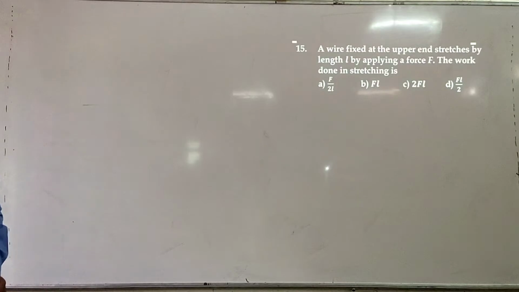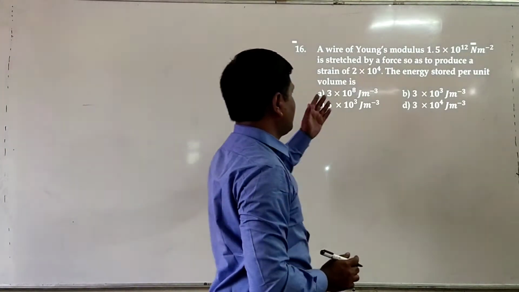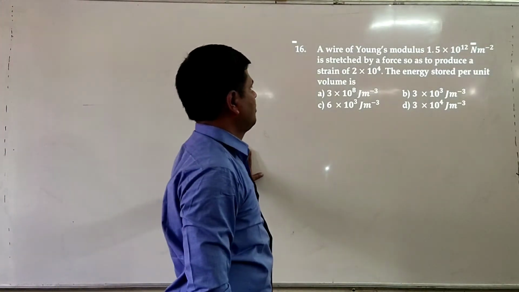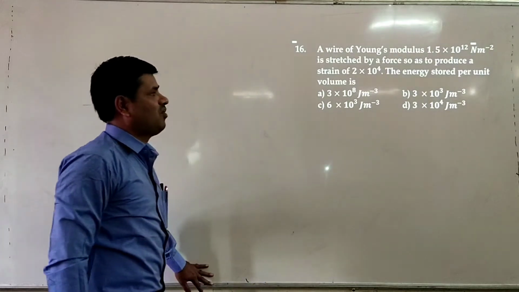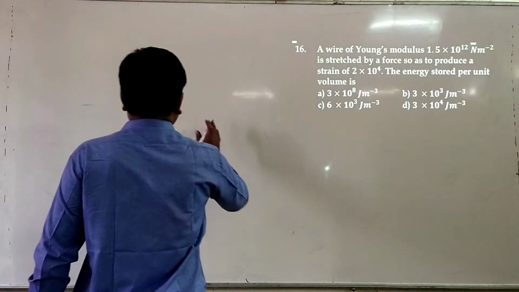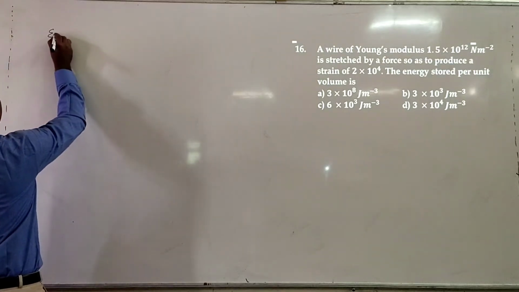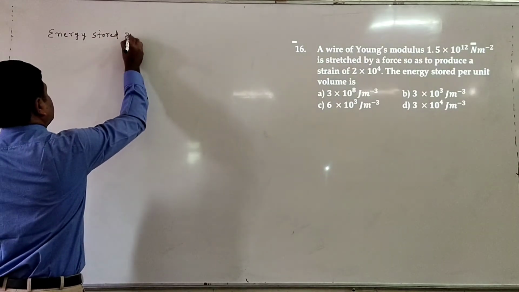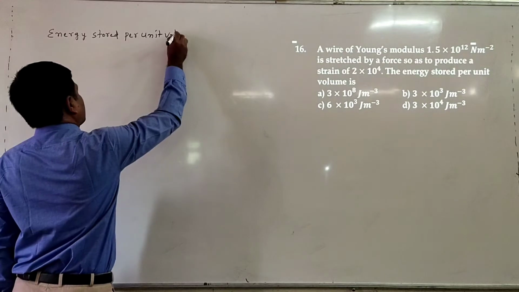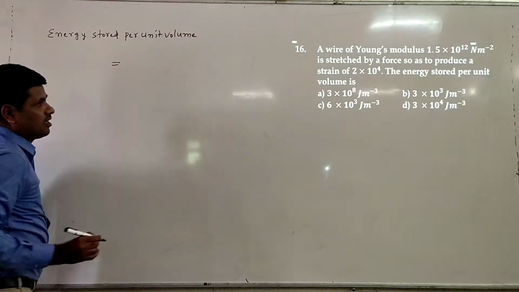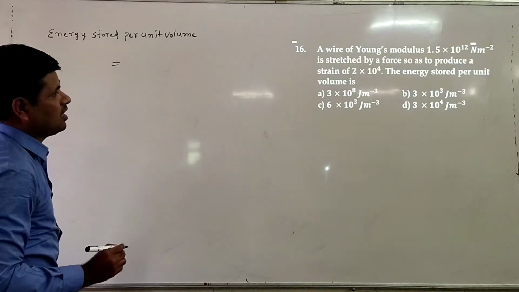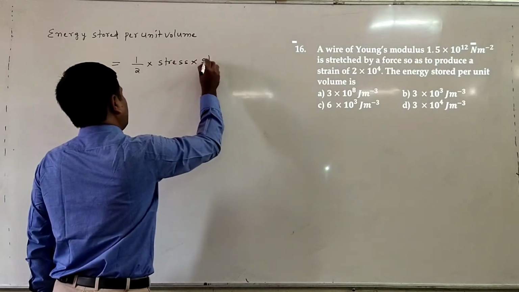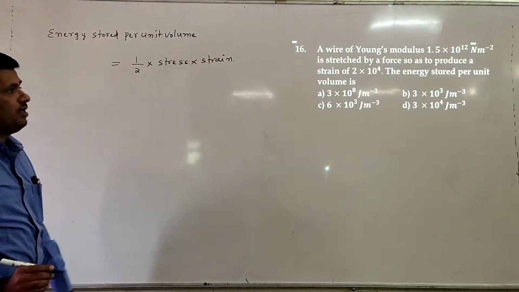Next, we go to the question number 16. A wire of Young modulus 1.5 into 10 power of 12 Newton per meter square is stretched by a force to produce a strain of 2 into 10 power of minus 4. The energy stored per unit volume. The formula for energy stored per unit volume is half into stress into strain.